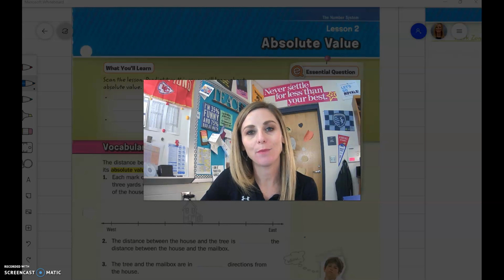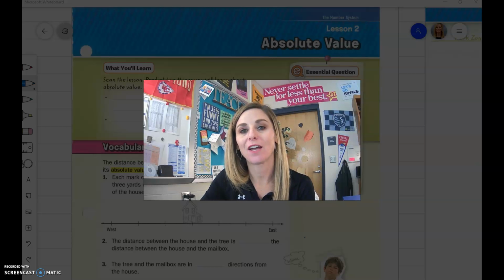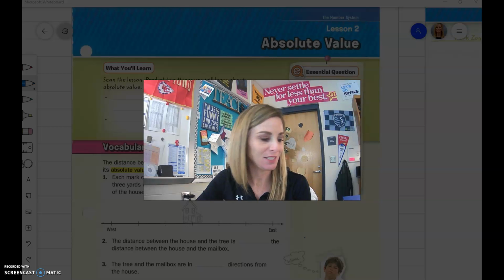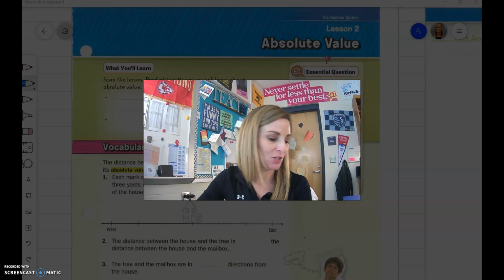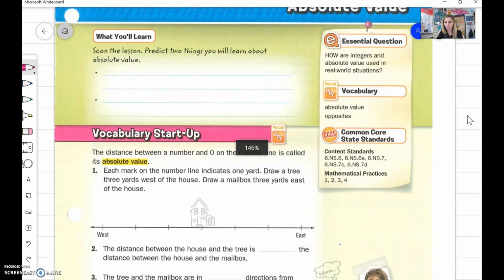We're going to get started with absolute values. So we are in Chapter 5, Lesson 2, Absolute Value, and we are just going to jump right in so you have an idea of what Mrs. Horner is talking about when she talks about absolute value. Go ahead and get your book open to page 355. So absolute value, what does that really mean?